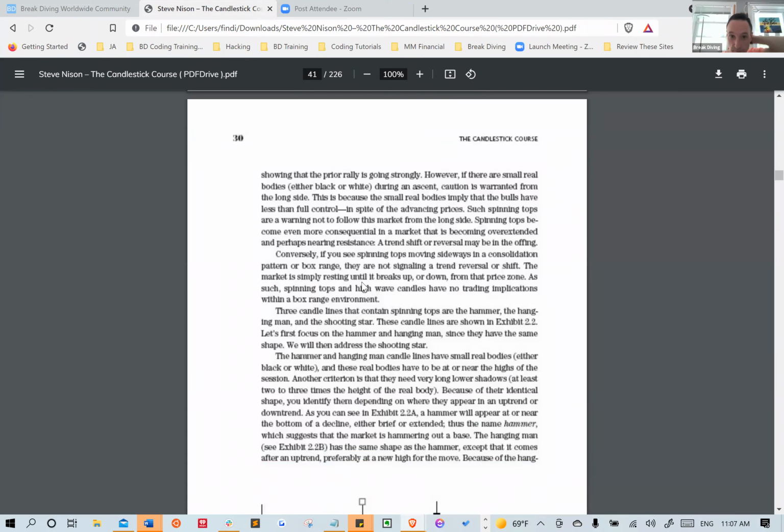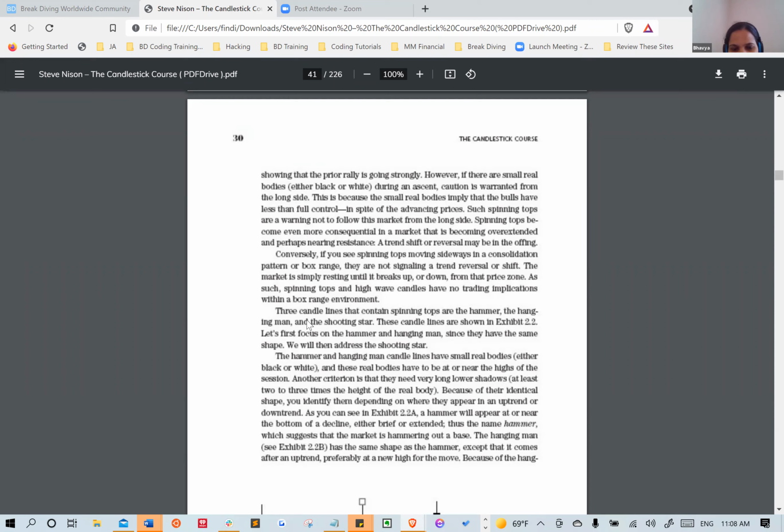Conversely, if you see spinning tops moving sideways in a consolidation pattern, they are not signaling a trend reversal or shift. The market is simply resting until it breaks up or down from that price zone. As such, spinning tops and high wave candles have no trading implications within a box range environment. Yes, because the market already is kind of confused anyway. They don't know what they're doing.